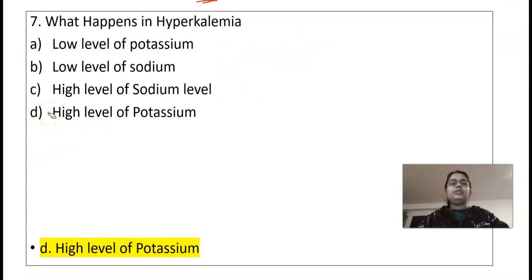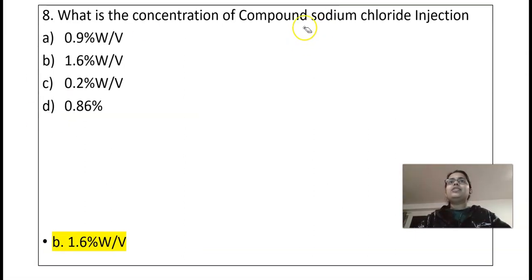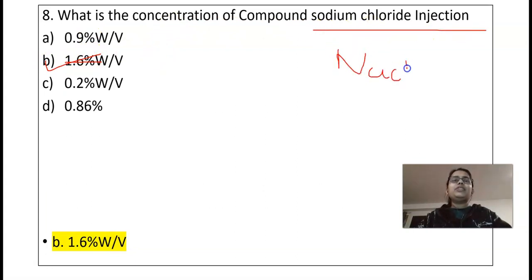The next question. What is the concentration of compound sodium chloride injection? Here the answer you can see is 1.6% weight by volume, which is the correct concentration for the sodium chloride injection. There are many types of injection, that's why I have put the question here. Mostly they will ask you about the sodium chloride injection because it's very important. So the concentration is 1.6% weight by volume.